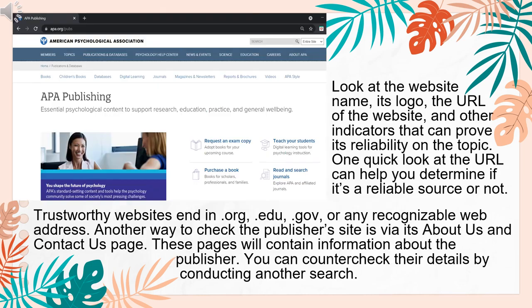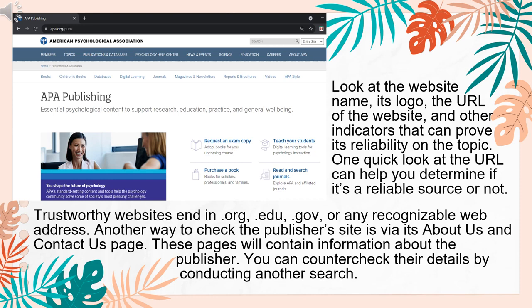Look at the website name, its logo, the URL of the website, and other indicators that can prove its reliability on the topic. One quick look at the URL can help you determine if it's a reliable source or not. Trustworthy websites end in .org, .edu, .gov, or any recognizable web address.